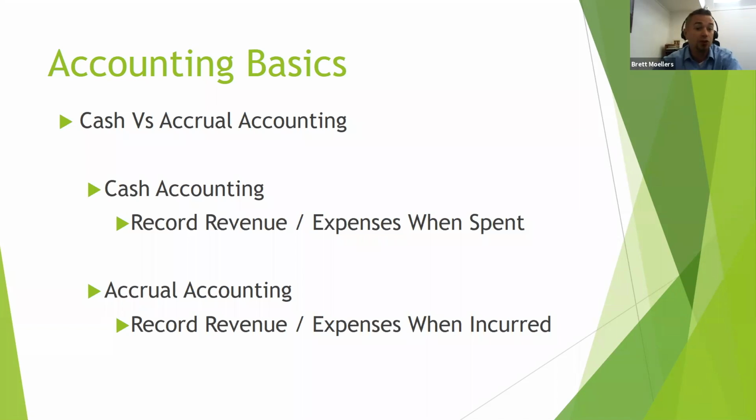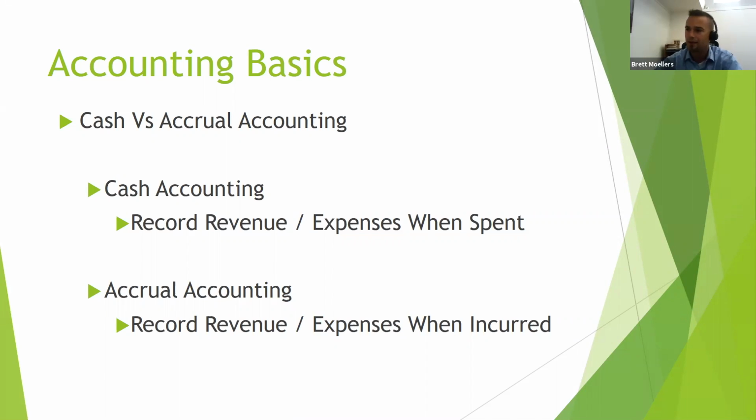Now, a good example of the difference between cash and accrual accounting is something like an insurance expense. Insurance you pay for several months at a time. Let's say you have a $600 bill for 6 months. Under cash accounting, as soon as you pay that bill, you have a $600 expense. Under accrual accounting, you would break out that expense over 6 months, so you'd have $100 each and every month.